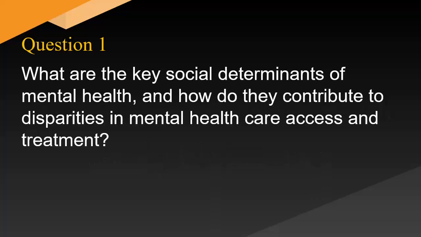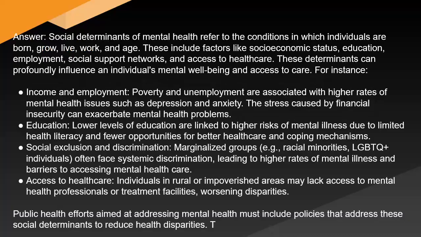What are the key social determinants of mental health, and how do they contribute to disparities in mental health care access and treatment? Answer. Social determinants of mental health refer to the conditions in which individuals are born, grow, live, work, and age. These include factors like socioeconomic status, education, employment, social support networks, and access to healthcare. These determinants can profoundly influence an individual's mental well-being and access to care.